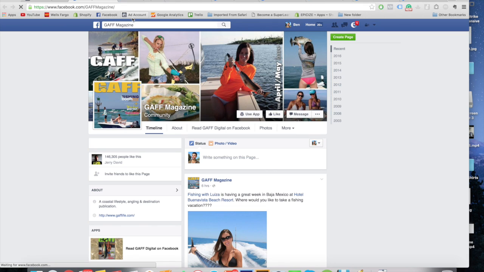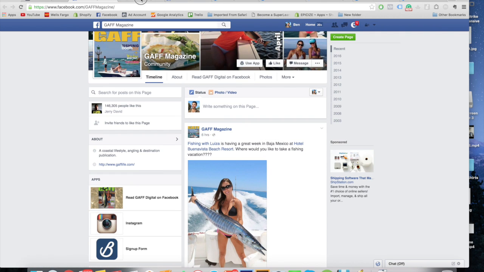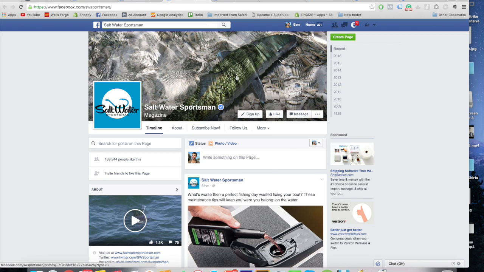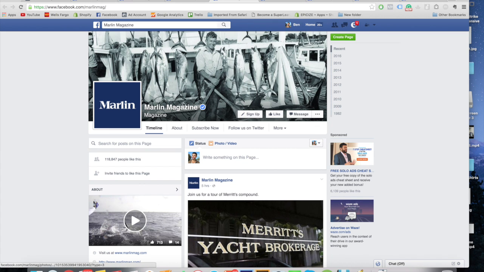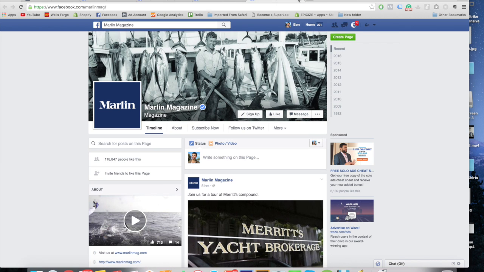Okay. Gaff magazine. I already have a good feeling, I think, about this one. I might be wrong. Okay, here we go. So this already shows you this page is related to fishing, Sport Fishing magazine related to fishing, Saltwater Sportsman related to fishing. You can see the hook, you can see the fish, you can already see that it's related to fishing. Even you can see somebody here with a fishing boat. Marlin magazine, fishing, old salts. Excellent. Anyway, as you can see, we got here a really good audience that we can target.